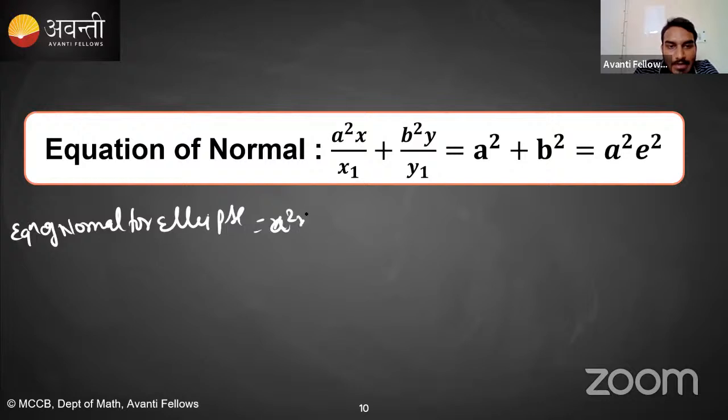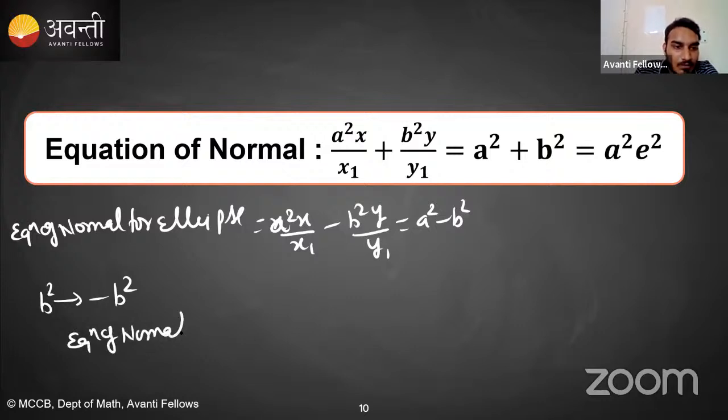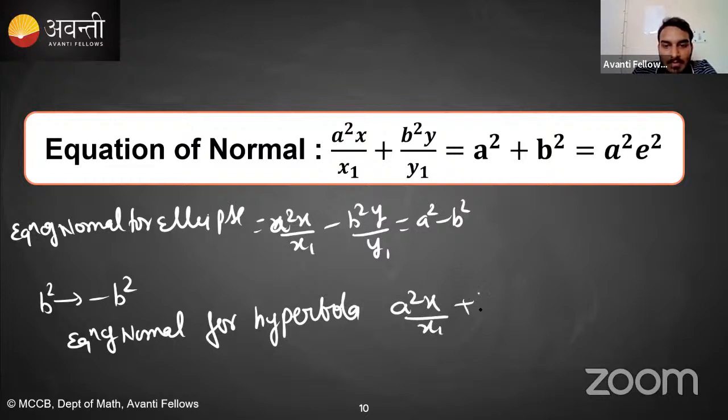x square x upon x1 minus b square y upon y1 is equal to a square minus b square. So mathematically, the only difference between the ellipse and hyperbola equations is just replace b square with minus b square. Yes or no? So replace b square with minus b square. So what is the equation of normal for hyperbola? It comes out the same: a square x upon x1 plus b square y upon y1 is equal to a square plus b square. This is also a square e square, and that is also a square e square.